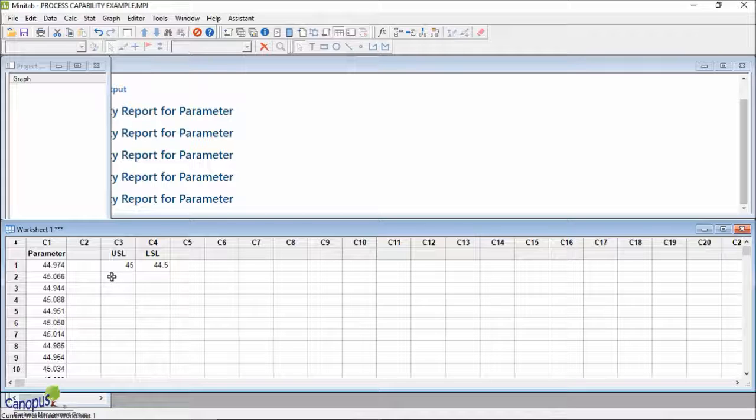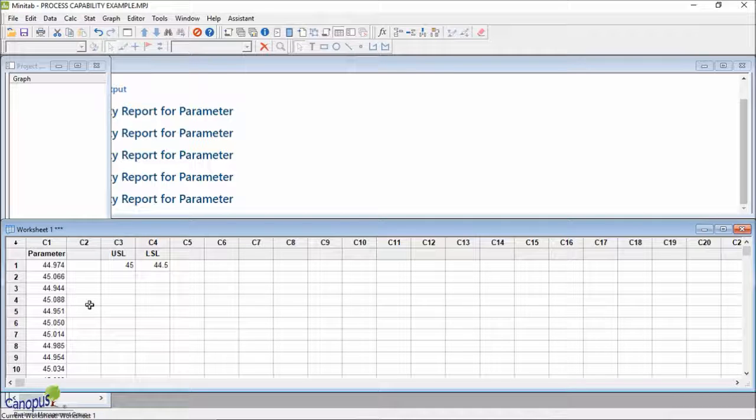You could also have a scenario where you have only one side spec and you may not have the other side spec. In this case, for academic purpose, I have made sure that we include both the upper spec and the lower spec. Now let's go and perform process capability study.